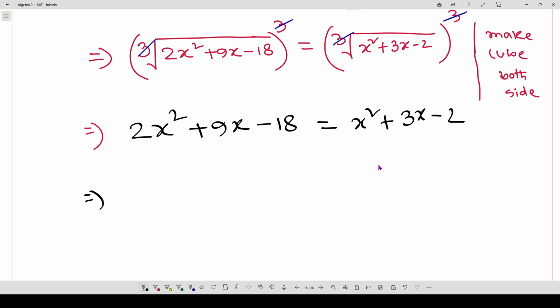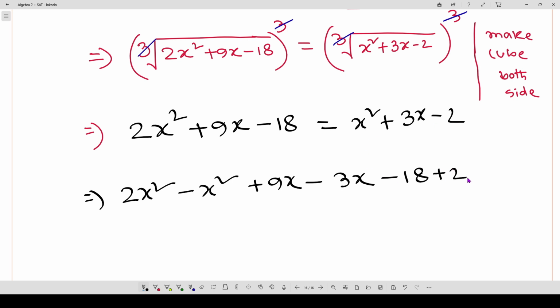Now everything will be transferred to the left side. Here is 2x², and we can subtract both sides by x², so here is a minus x², right? And here is plus 9x, and we subtract both sides by 3x, so minus 3x. Here is minus 18, and here is minus 2, so we will add 2 to both sides. Therefore the right side will become 0.